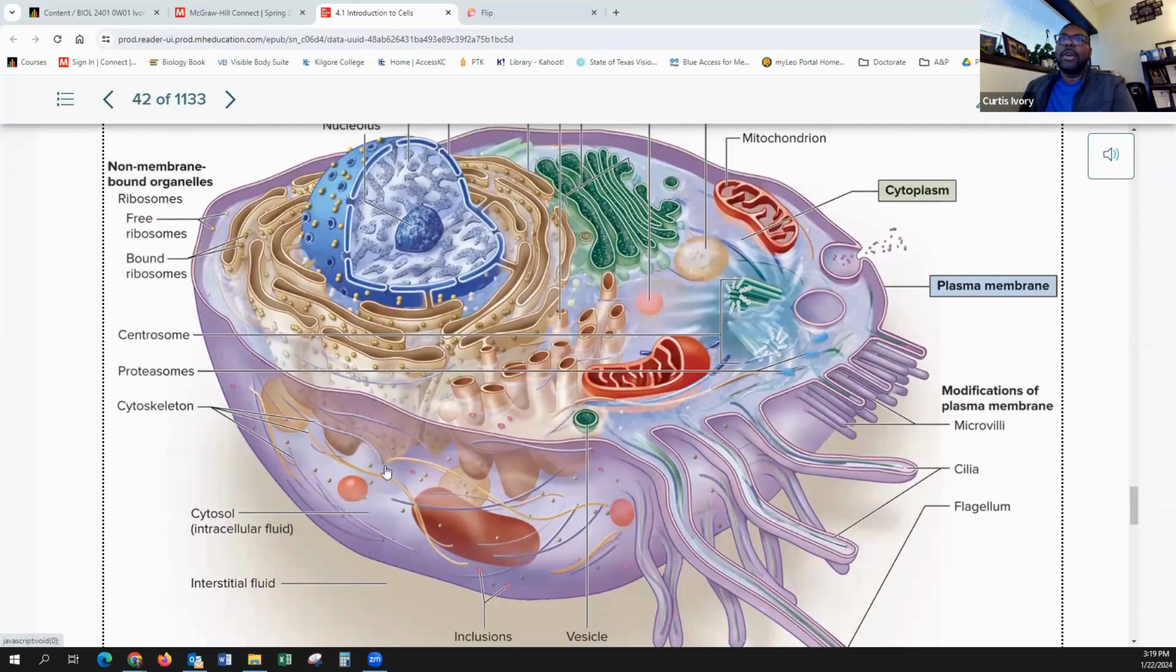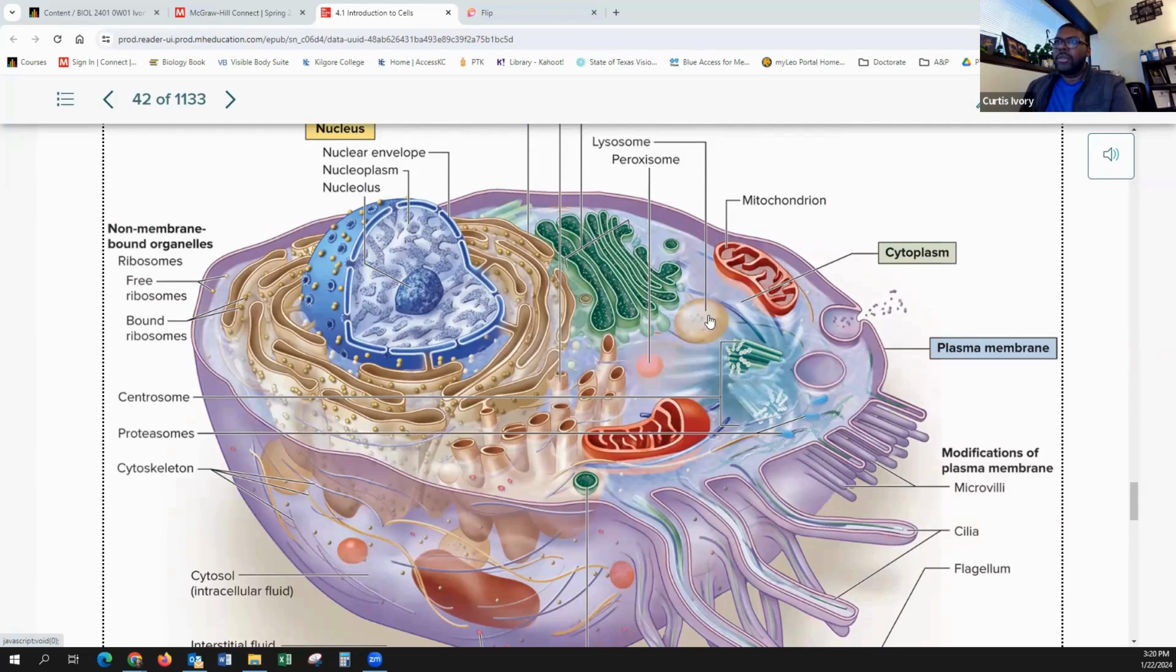The cytosol is the clear fluid that you see all these organelles floating in. It almost looks like the cell is floating in a pool of water, but it's not a pool of water, I promise. It's really what's called the cytosol. So it's the intracellular fluid. Intra means inside. Now this fluid is kind of viscous, almost like a jello mixture, so all these organelles kind of float in the fluid.